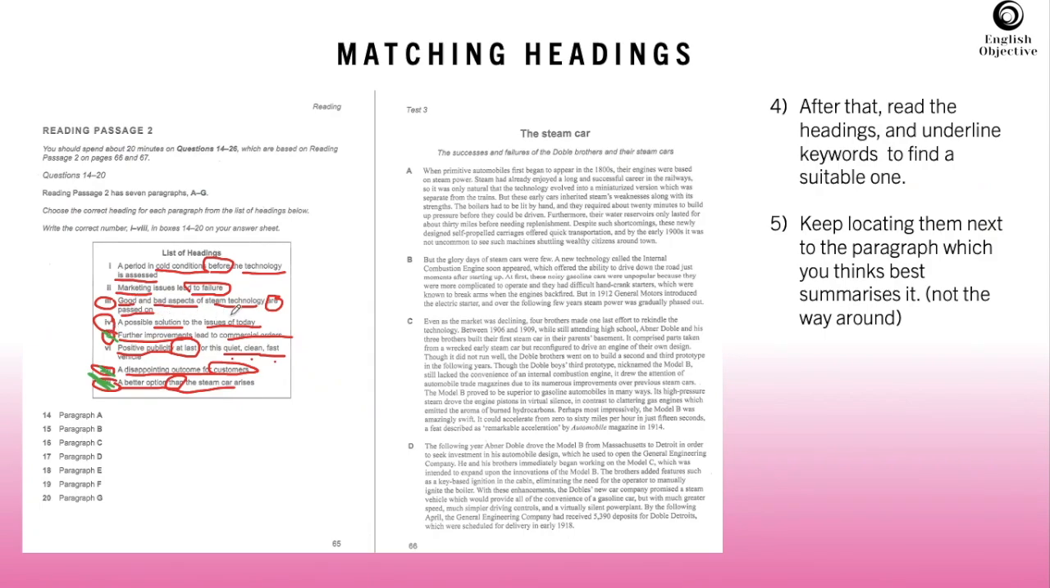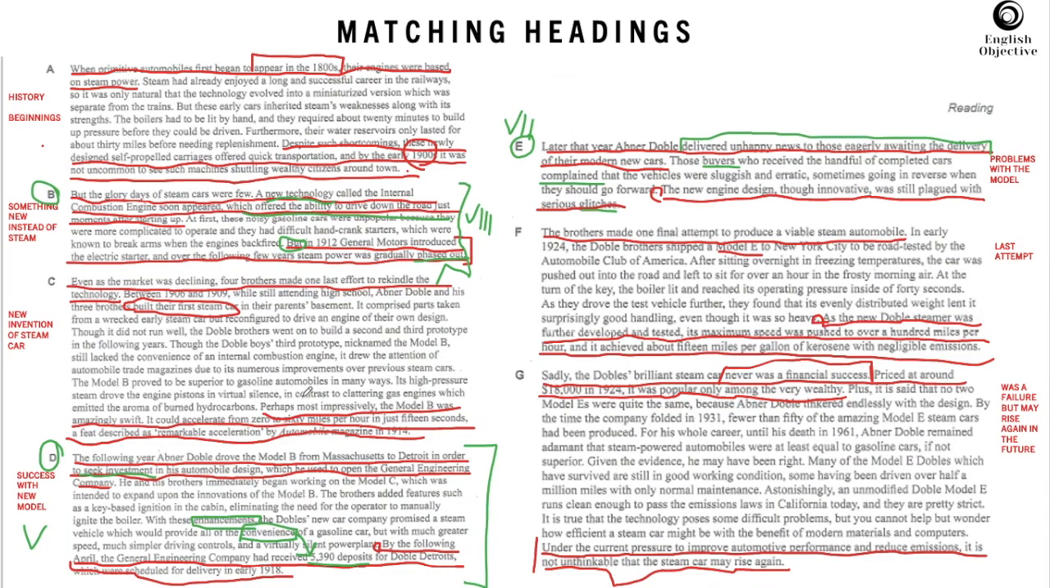Possible solution to the issues of today. Okay, so my main point here is today, because the rest of the headings are all about the past basically, but only one paragraph was about today's regulation, and it says under the current. So current means present, nowadays. Pressure to improve automotive performance and reduce emissions, it is not unthinkable that the steam car may rise again. So the steam car could be a solution.